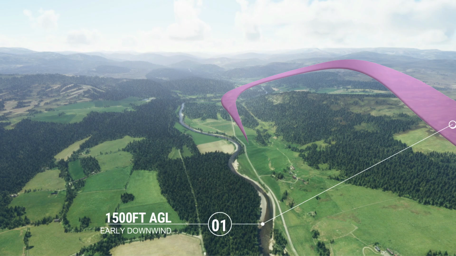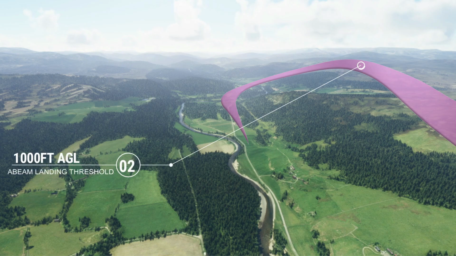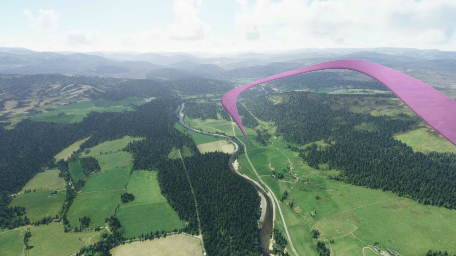The first gate being 1500 feet above ground level, just as you enter onto downwind. The second is abeam the landing threshold, and you want to be about 1000 feet above the ground. We're going to configure as energy permits. The earlier you configure, the more drag, and so the faster you're going to descend. So that's a judgment call for you as a pilot to make. And finally, when it does come to touchdown, we're looking to aim for a landing point around about a third of the way into the field.